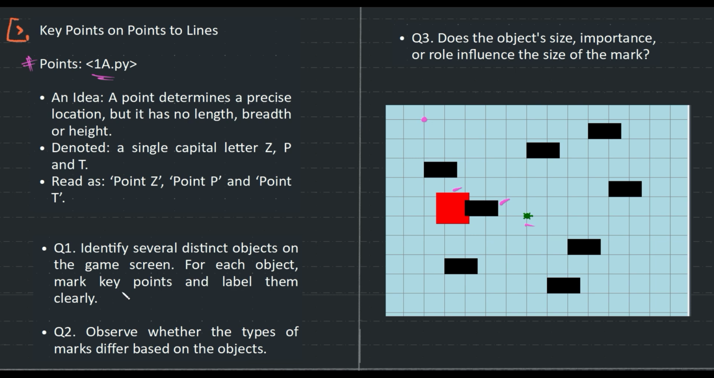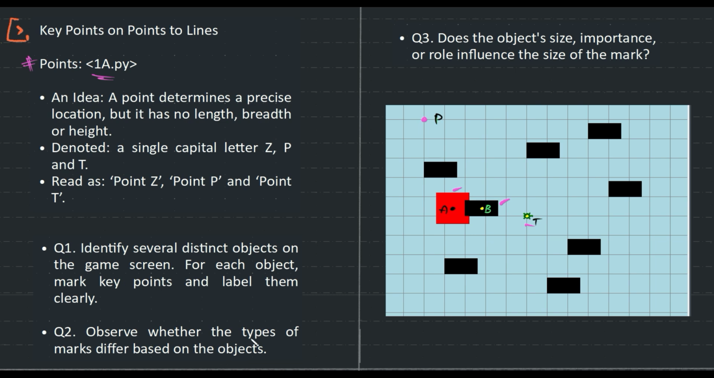For each object, mark key points. So I'm going to mark here, say this is our goal. Then let me use some other color, green. I think I can go with this. Then the obstacle and the dot that I already marked. And label them clearly. So let's label them now. So I'll label it over here, A. Say this is turtle T. This is a black box, so I'll call it as B. And say this is a random point P. Okay, I'll call this as P. And label them clearly, right?